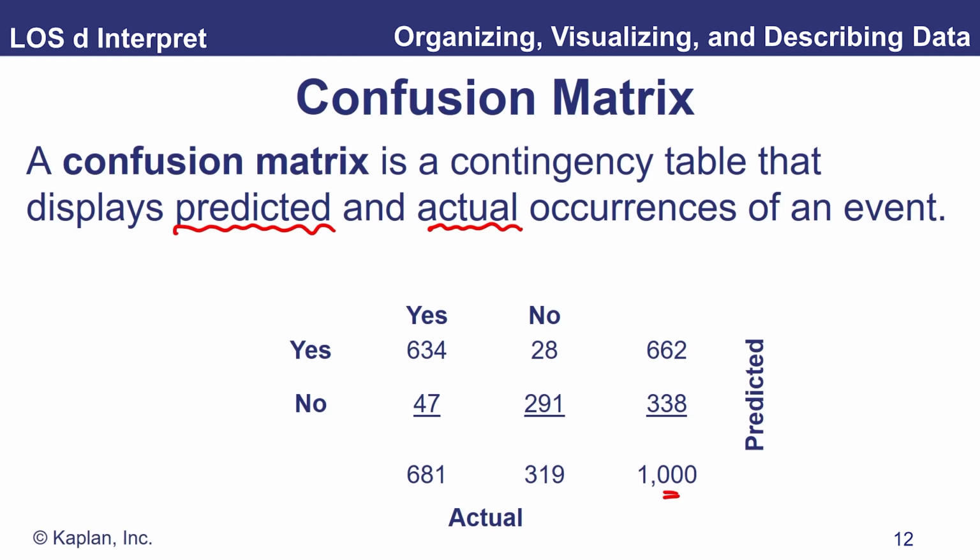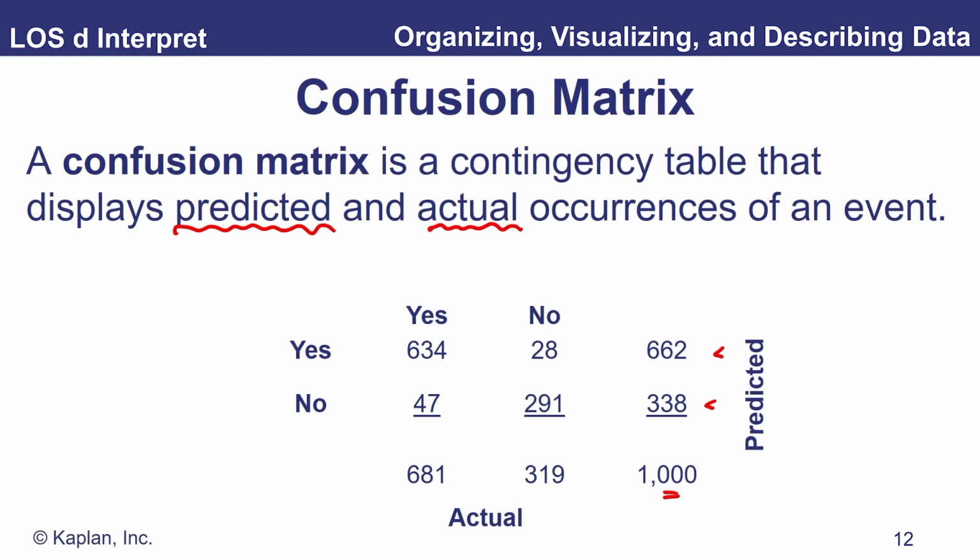Now notice when we look at the predicted data, 662 times we thought the event would occur out of 1,000, and 338 times we thought it wouldn't occur. Again, these are absolute figures. You could convert them into relative: 662 divided by 1,000 is 66.2%. So we thought the event would occur 66.2% of the time and fail to occur 33.8% of the time.